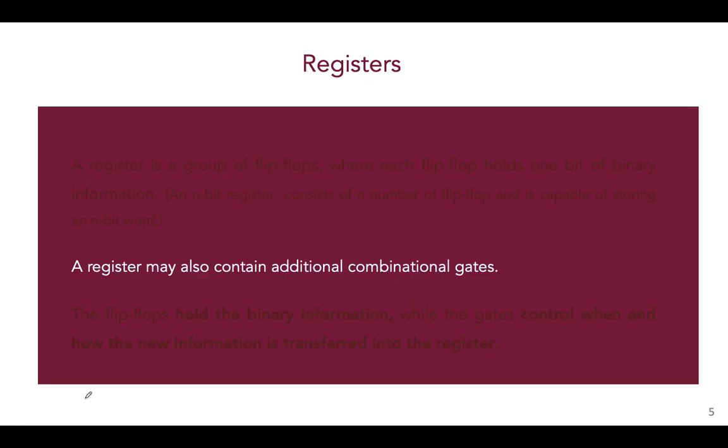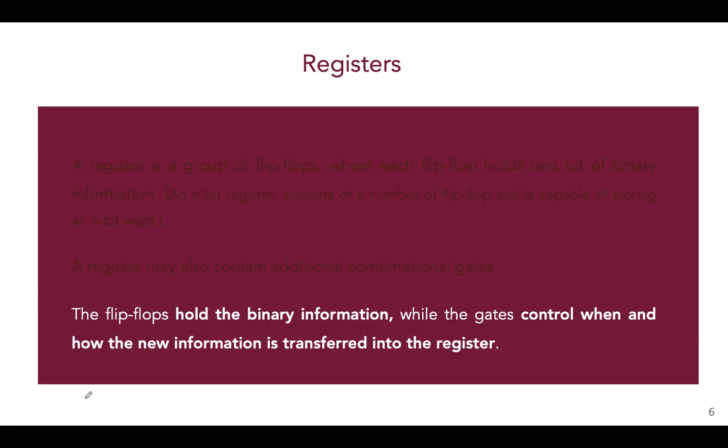On top of flip-flops, a register may also contain additional combinational gates. The flip-flops will hold the binary information within the register, whereas the gates will control when and how new information is transferred into the register. So within a register, the flip-flops serve as the storage units, and the gates serve as the control of how information flows in and out of these storage units, and that is what your register is.